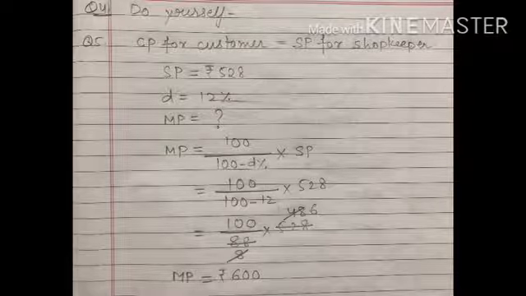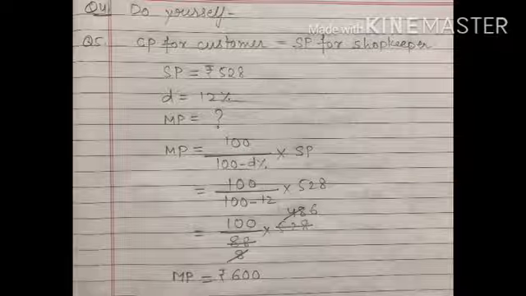Now the question number 5. Tea set was bought for rupees 528 after getting a discount of 12% on its mark price. Find the mark price of the tea set. The cost price of the customer is equal to the selling price for shopkeeper. So the selling price is equal to rupees 528 and the discount is 12%. So we have to find the mark price.